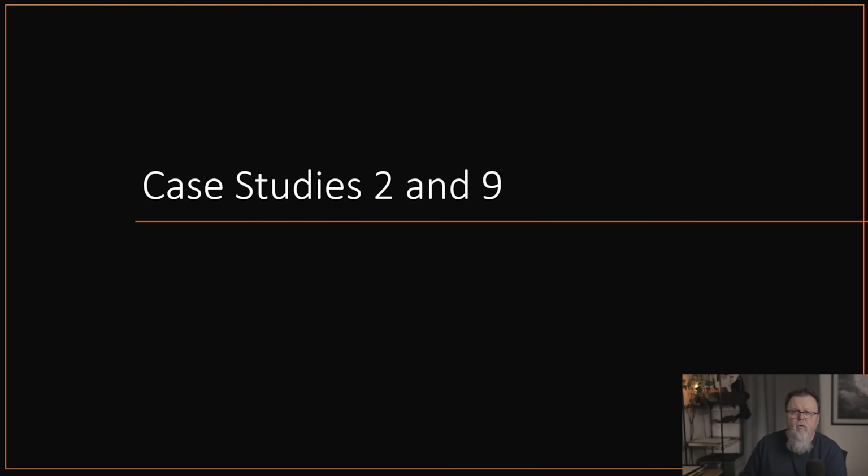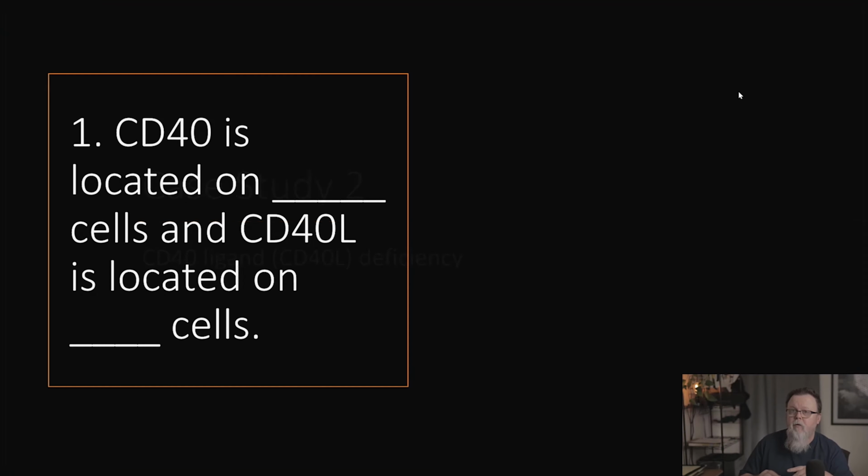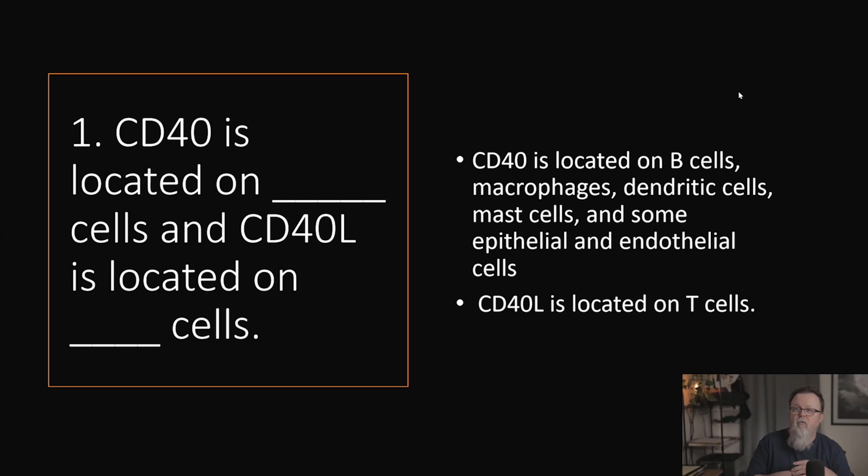So today we're going to be taking a look at case studies 2 and 9. And we're going to start with case study number 2, which has to do with CD40 ligand deficiency. So question number 1, CD40 is located on blank cells and CD40L is located on what other types of cells?